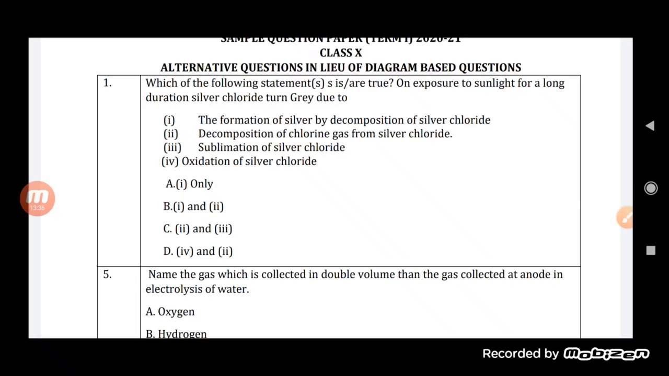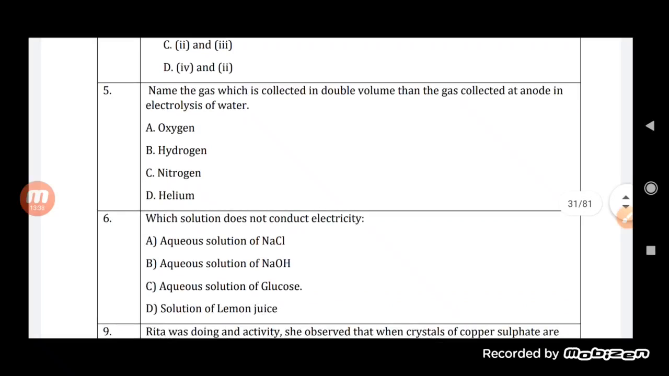Name the gas which is collected in double volume than the gas collected at the anode in the electrolysis of water. So which is obtained in the double volume? That is hydrogen. So the correct option for this is hydrogen, which is found in the double volume.